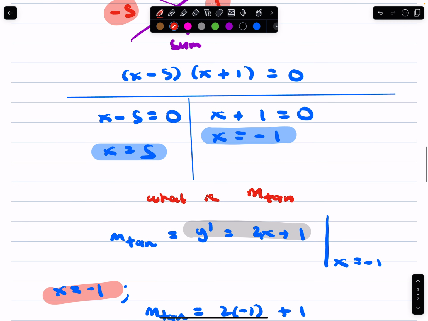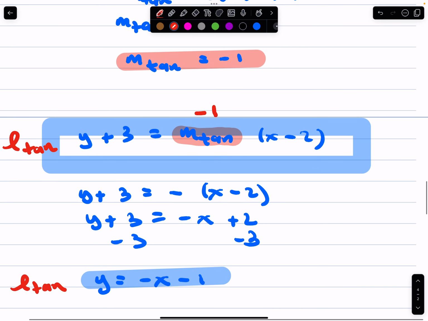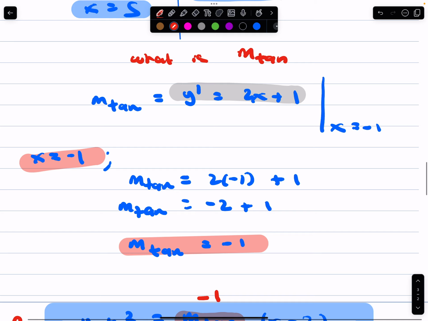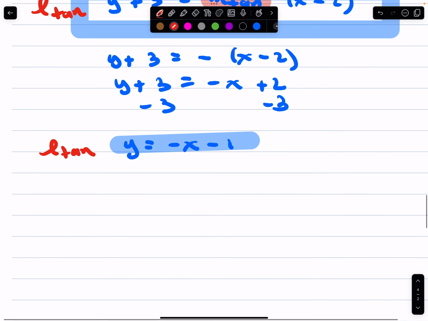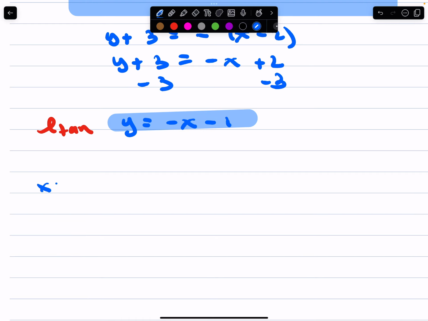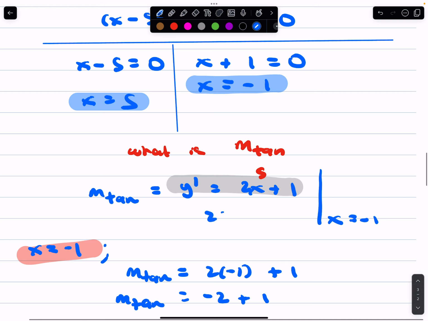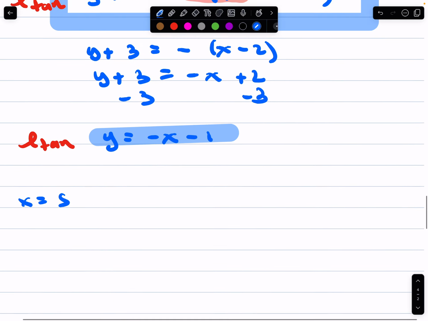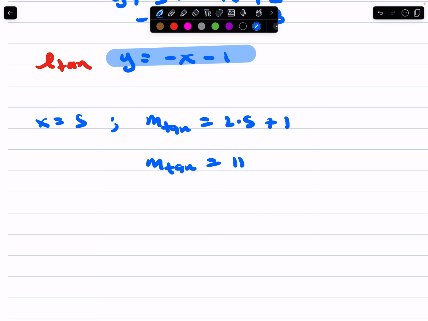The other is when we use the x value of 5. So we're going to do the same thing now. We're going to use the x value being 5 now. So I'll plug it in here. So I guess we'll put it down here when x is going to be 5. We get 2 times 5 here plus 1, and that's going to give us 11. So m tangent, 2 times 5 plus 1, m tangent is 11.